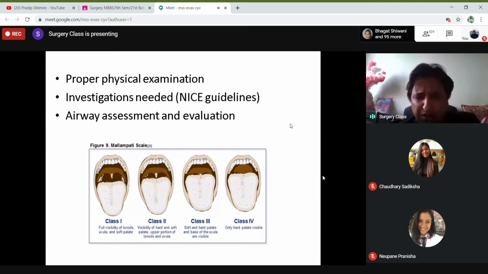Similarly, you will have a very good assistant with you, or maybe you will ask for your senior who is more expert to be on standby and plan for an intubation. This type of assessment will give you more information and you will anticipate the difficulty.